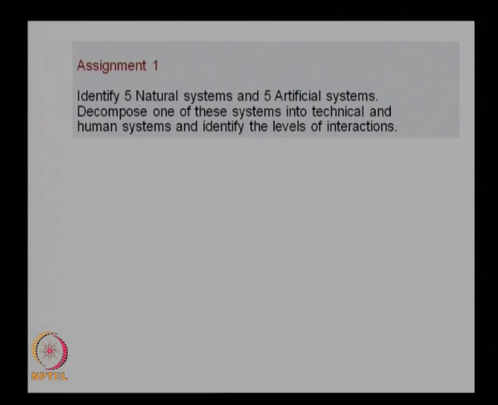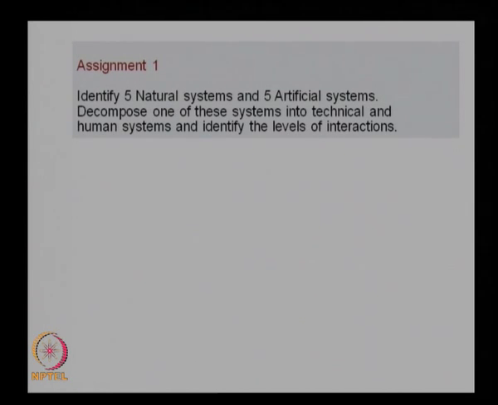Okay, so at this stage I would like to give you a few assignments and project work. The first assignment for you is to identify 5 natural systems and 5 artificial systems. Decompose one of these systems into technical and human systems and identify the levels of interaction.